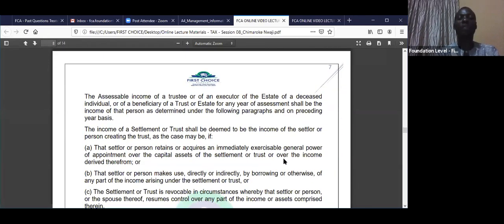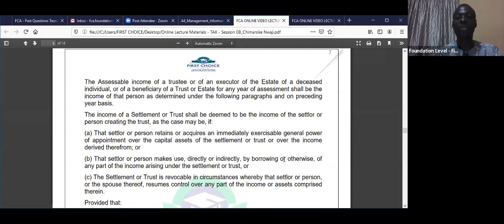All right, the assessable income of a trustee or executor of the estate of a deceased for any year of assessment shall be the income of that person as determined under the following paragraphs and on a preceding year basis. So you see that one: the income of a settlement or trust shall be deemed to be the income of the settlor or the person creating the trust, as the case may be. So the income of the settlor is the income of the trust. So the trust is a personal representative of the settlor.